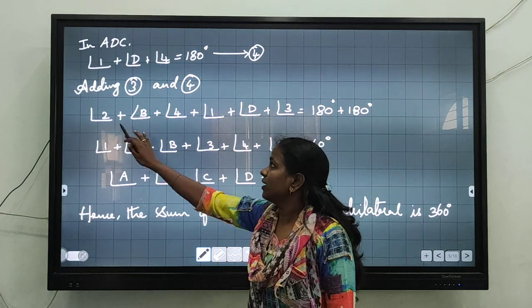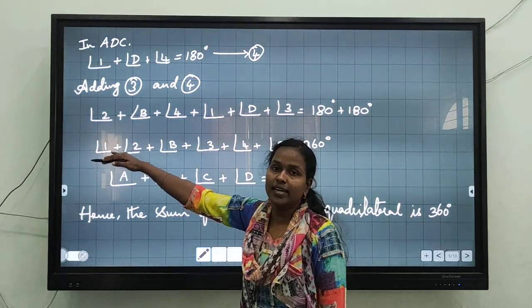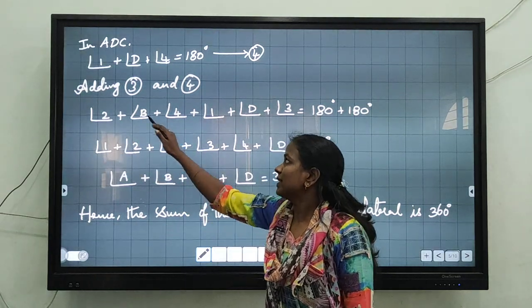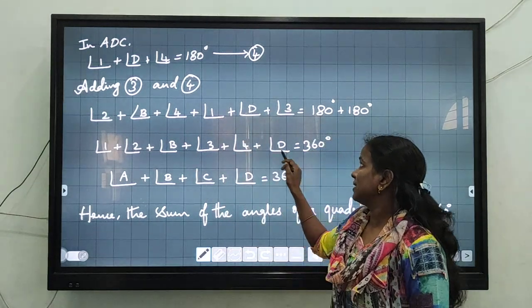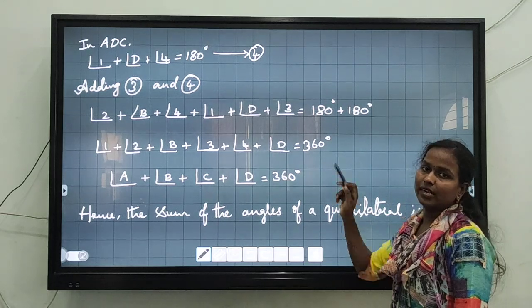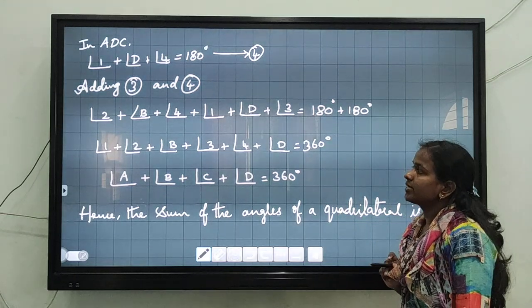So here angle 1, here angle 2. Just combining and writing: angle 1 plus angle 2 plus angle 3 as it is, plus angle 4 plus angle D equal to 360 degrees. If we add these two, we will get 360 degrees.